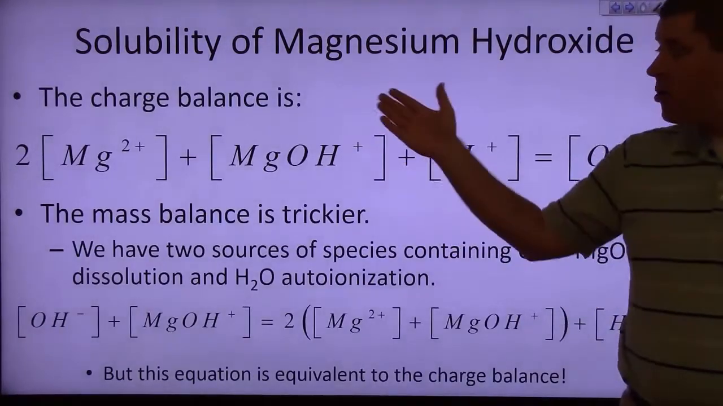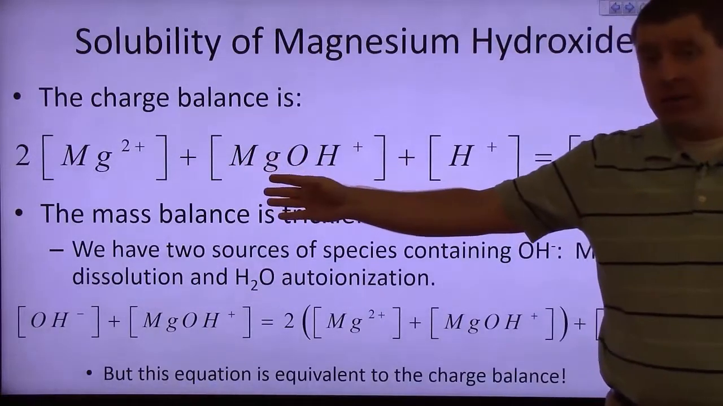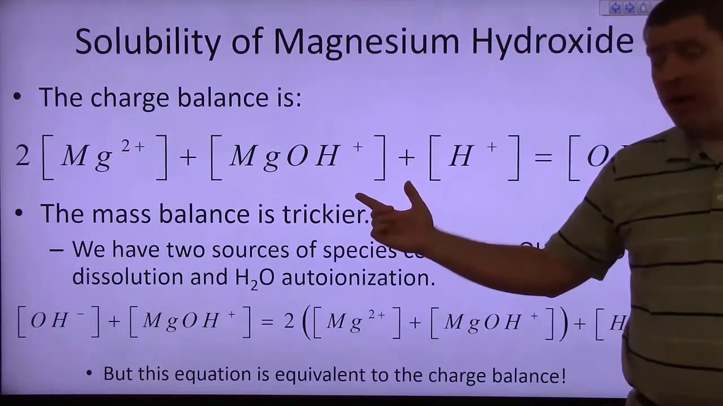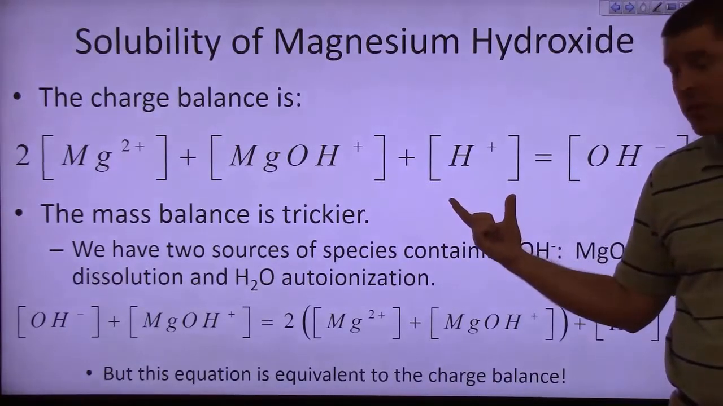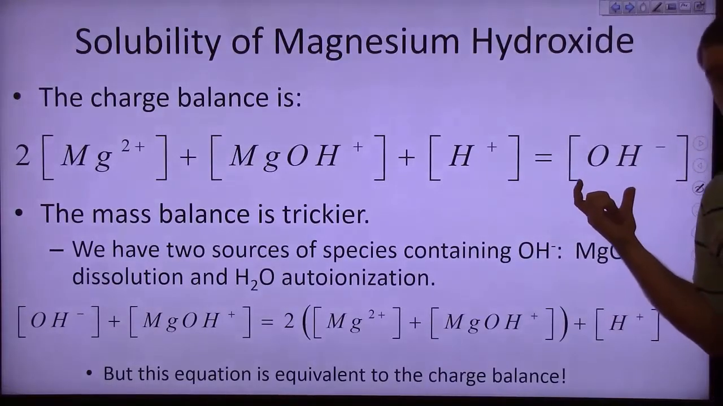We can now write our charge balance, which is 2 times the magnesium ion concentration plus the magnesium hydroxide complex concentration plus the hydrogen ion concentration. Those must all be equal to the hydroxide ion concentration.